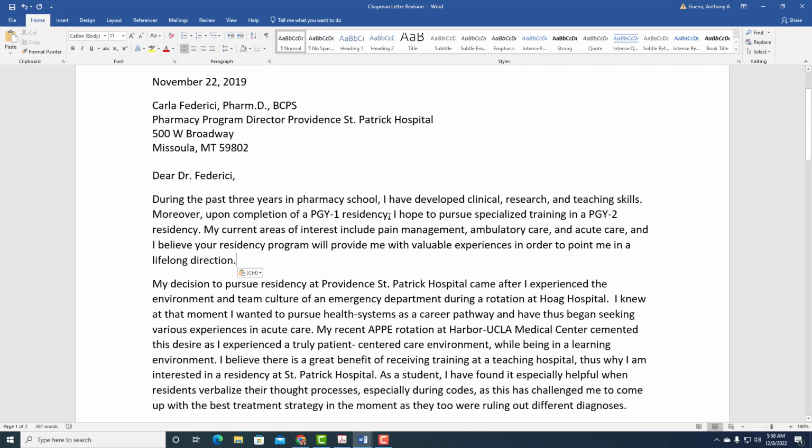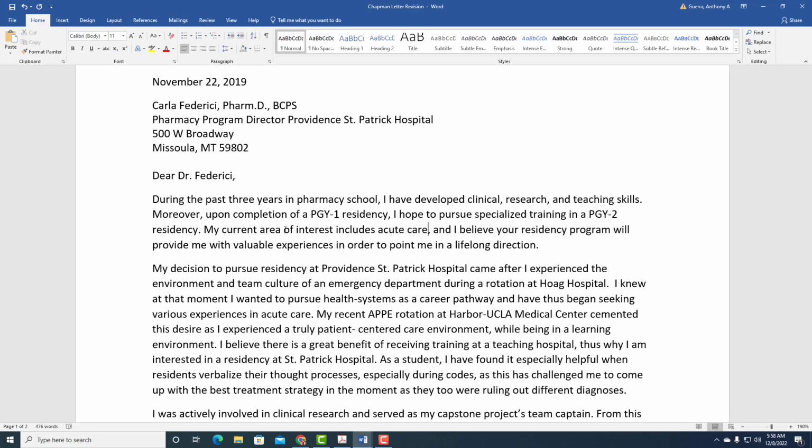"Moreover, upon completion of my PGY1, I hope to pursue specialized training in a PGY2." Okay, and you don't want to be wishy-washy and put multiple areas of interest. "My current area of interest includes acute care." Okay, "and I believe your residency program will provide me with valuable experiences in order to point me in a lifelong direction." Okay, so that makes sense to put that at the beginning, because now you're saying, okay, I did clinical research and teaching work. After PGY1, I want to do PGY2. I'm interested in acute care. You should probably be pretty specific about what kind of acute care, whether it's cardiac or critical care or whatever, or emergency med or something like that. And then you believe that they're going to help.